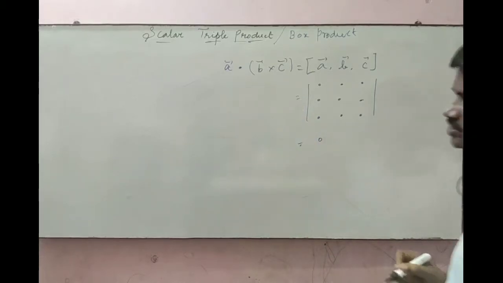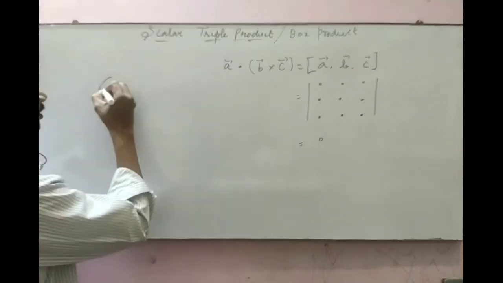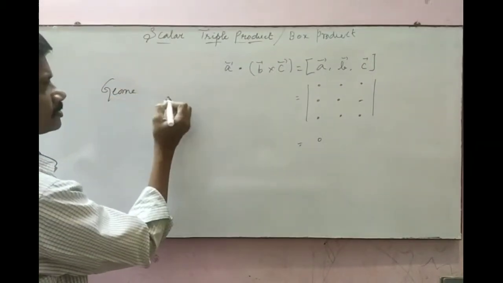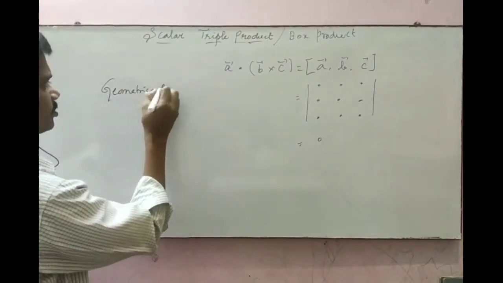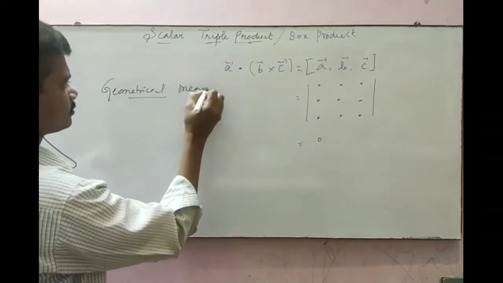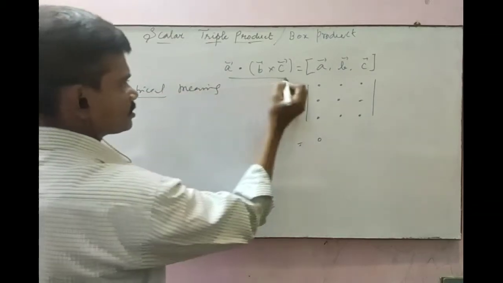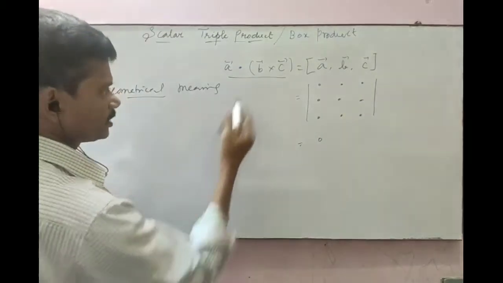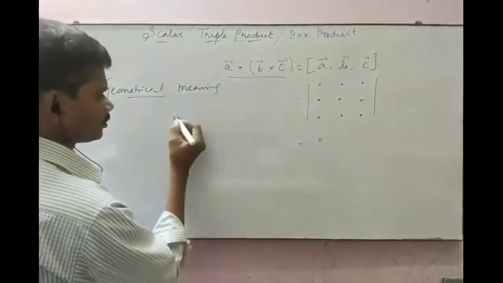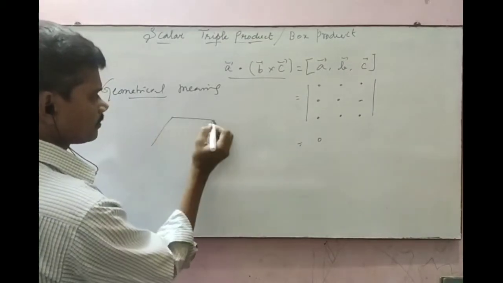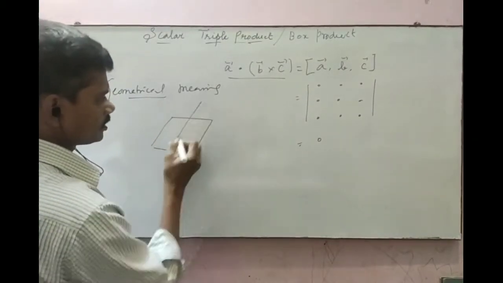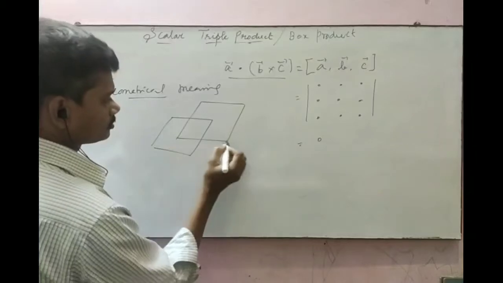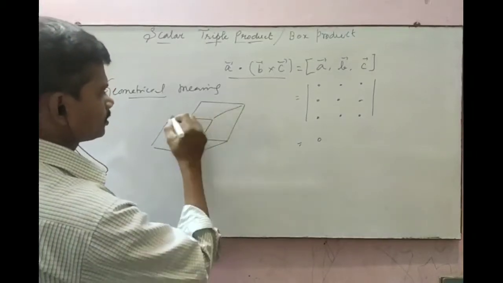Next we are going to see the geometrical meaning of A dot B cross C. What is the geometrical meaning? Geometrical meaning means what it says diagrammatically, what you are going to find out. So you are finding the volume of a parallelepiped. So this is a parallelepiped.